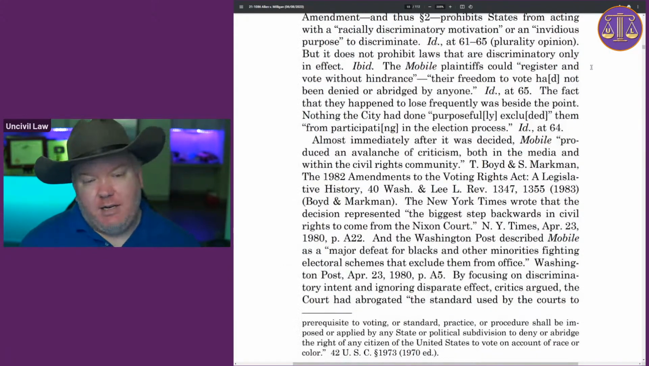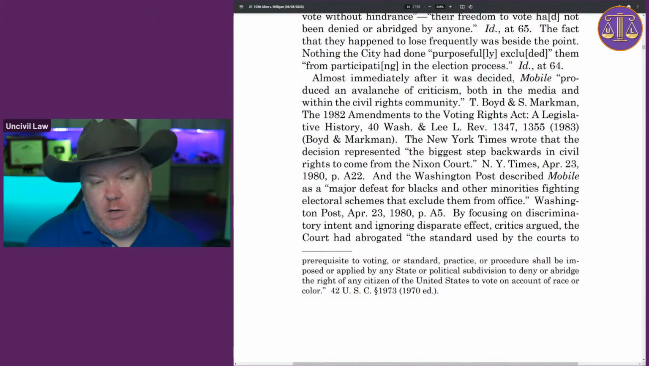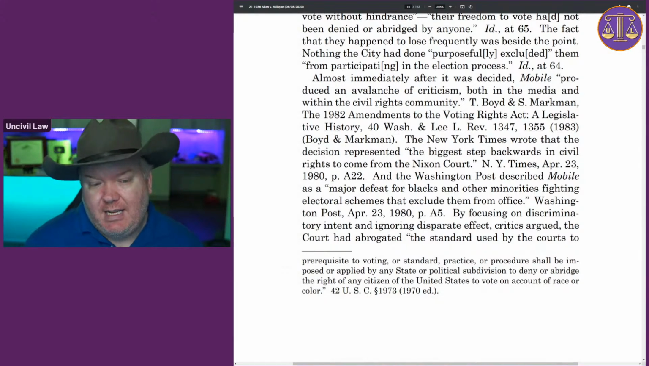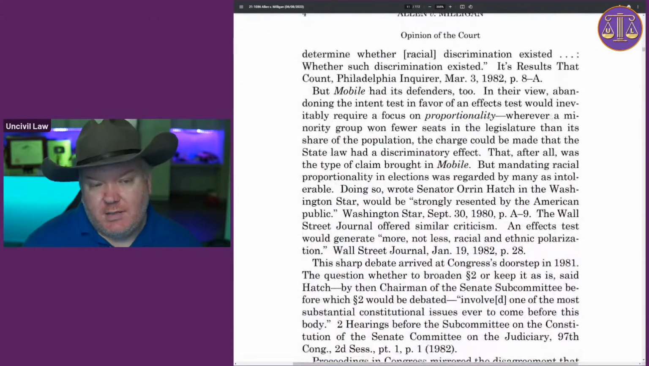Almost immediately after it was decided, Mobile produced an avalanche of criticism, both in the media and within the civil rights community. The 1982 amendments to the Voting Rights Act in the history. The New York Times wrote the decision represented the biggest step backwards in civil rights to come from the Nixon court. And the Washington Post described Mobile as a major defeat for blacks and other minorities fighting electoral schemes that exclude them from office. By focusing on discriminatory intent and ignoring disparate impacts, critics argued, the court had abrogated the standard used by the courts to determine whether racial discrimination exists.